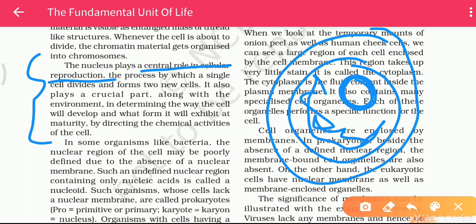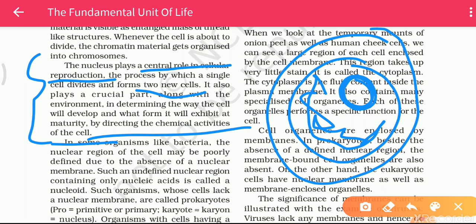The process by which a single cell divides to form two new cells. It also plays crucial parts, along with the environment, in determining the way the cells will develop and exhibit their maturity by directing the chemical activities of the cell. In short, we can say that the cell's nucleus plays a very important role in genetic information also. The nucleus contains all the genetic information, not only for the cell but also for the whole organism.